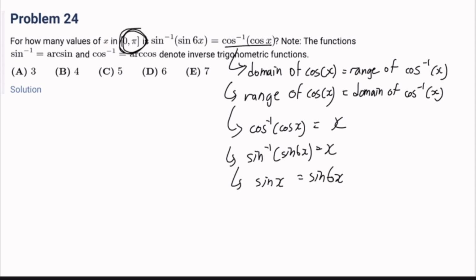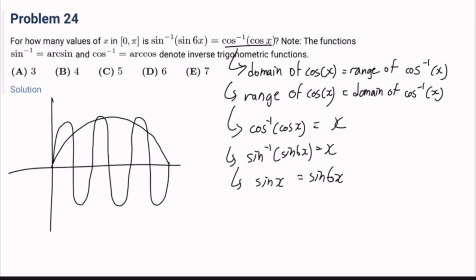Since x is between 0 and pi, then we can just draw the graphs of sine x and sine 6x for 0 to pi, and now we can get the answer, right? If we do that, this is pi. We will look at the number of intersections. So this is sine 6x, that's sine 6 pi, and this is just sine x, right? And so this is 1, 2, 3, 4, 5, 6, 7 intersections. So this gives us 7 intersections, right?